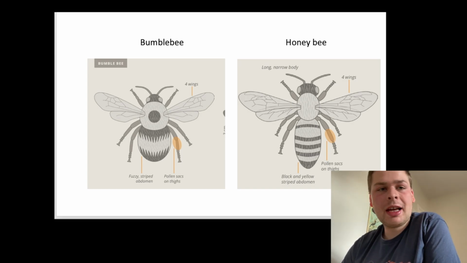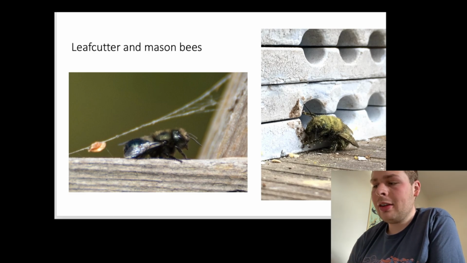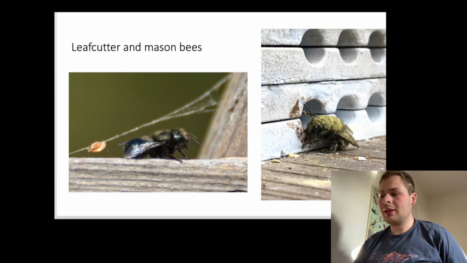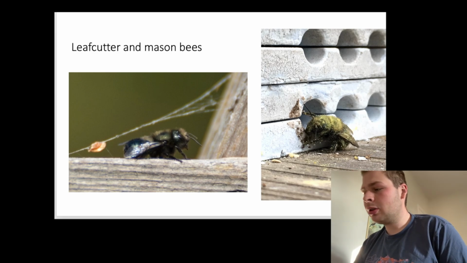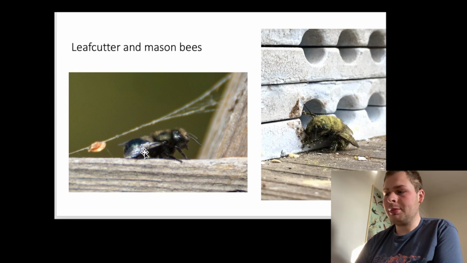So here's the family Megachilidae, also known as hairy belly bees. And they're called that because they carry the pollen that they collect on the hairs on their bellies. So here we've got mason bees. So they're one type of hairy-bellied bee.